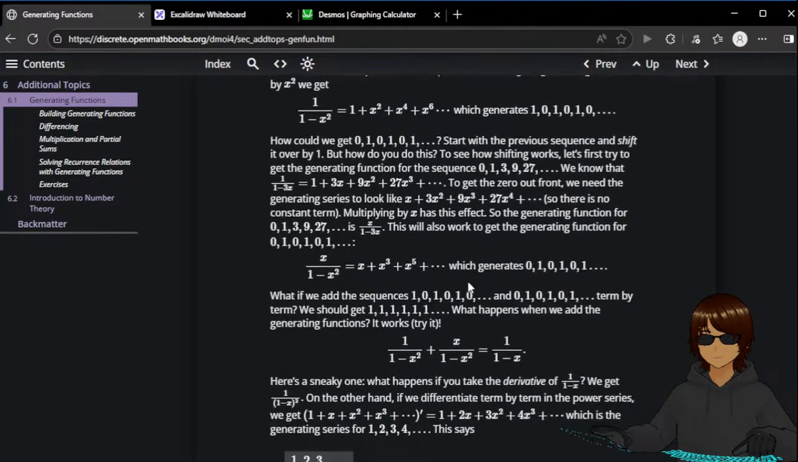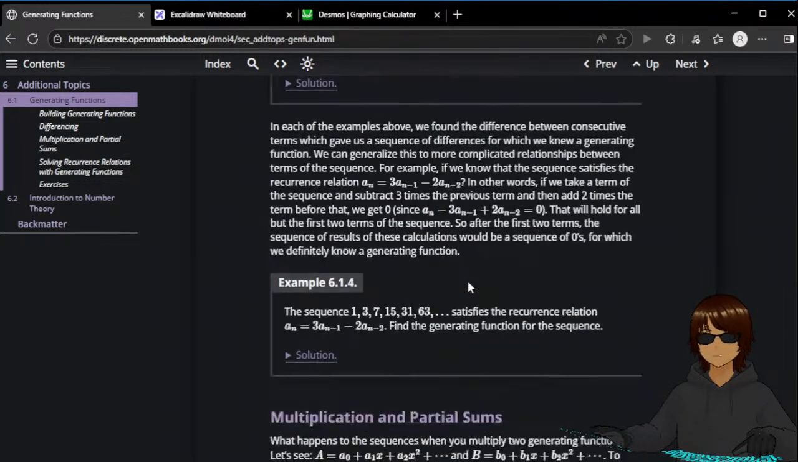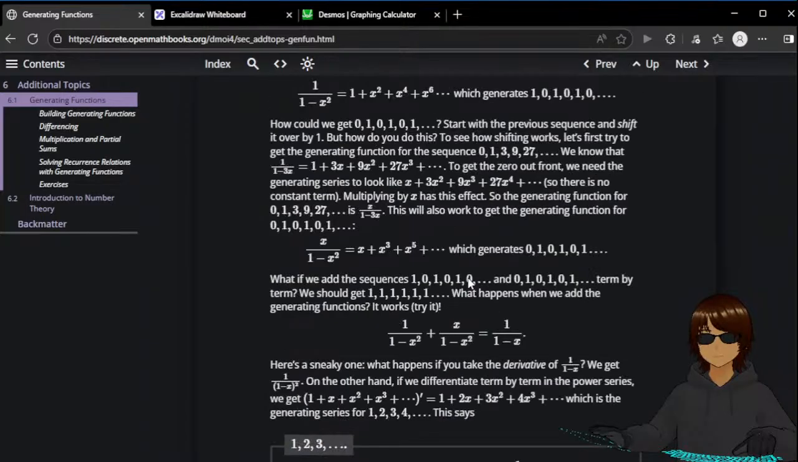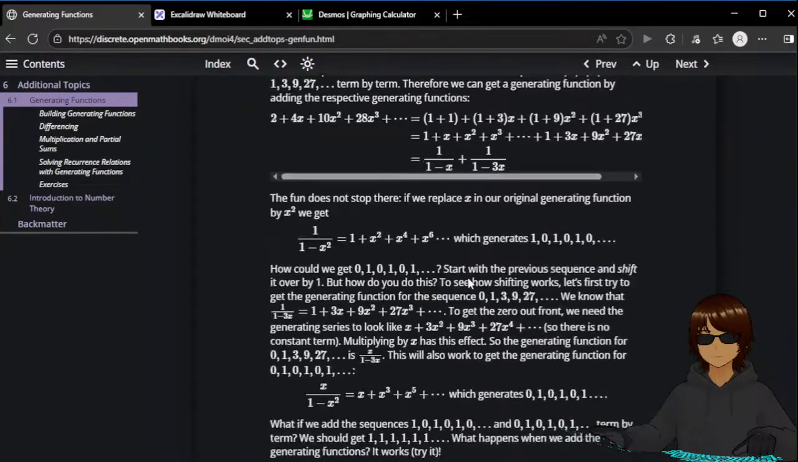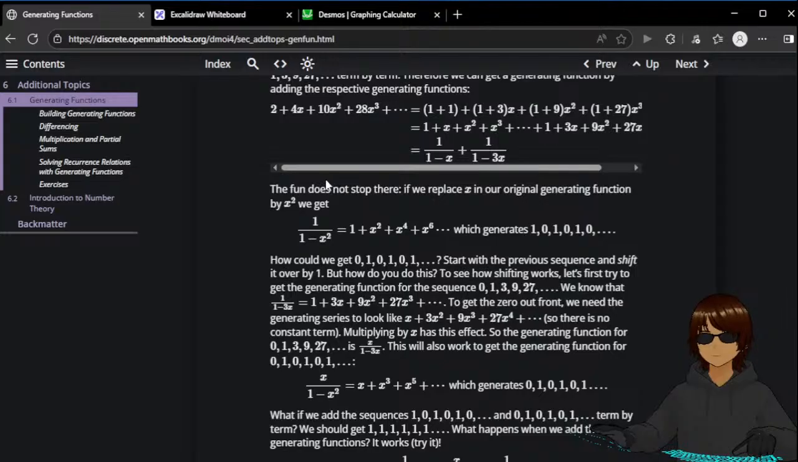Just this. Why are we doing this though? The fun does not stop there. If we replace x in our original generating function by x squared, we get this, which generates 1, 0, 1, 0, 1, 0. How could we get 0, 1, 0, 1, 0, 1? Start with the previous sequence and shift it over by 1.